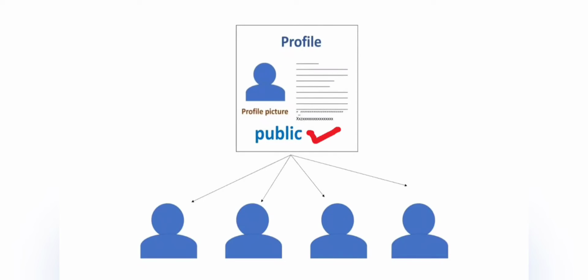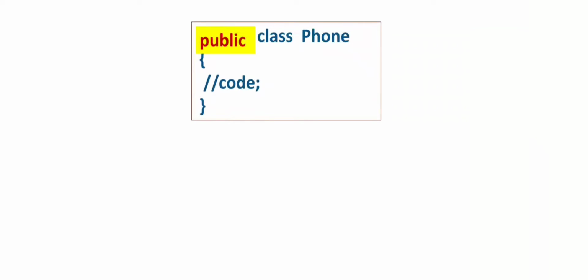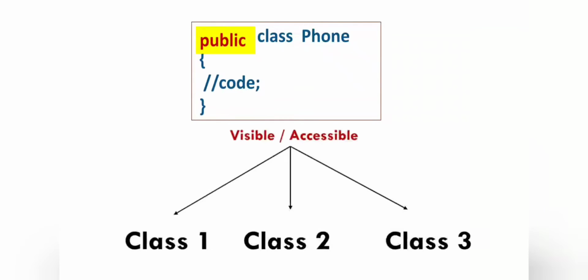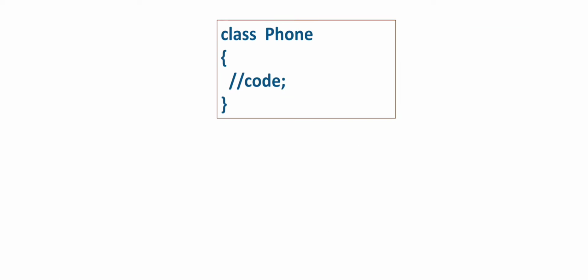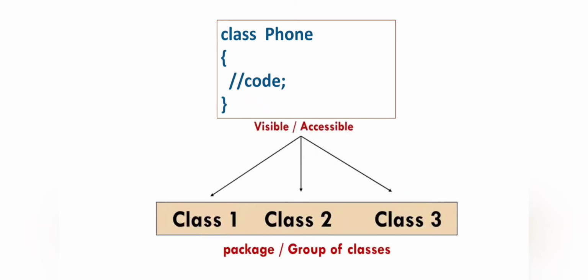Suppose if I create my profile on a social media and set my profile as public, then everyone can see my profile, right? Similarly, if we declare a class with modifier public, then the class is accessible or visible to all classes in a program. And if a class has no modifier, then it's considered as default and it is visible only within its own package and won't be visible to other packages.